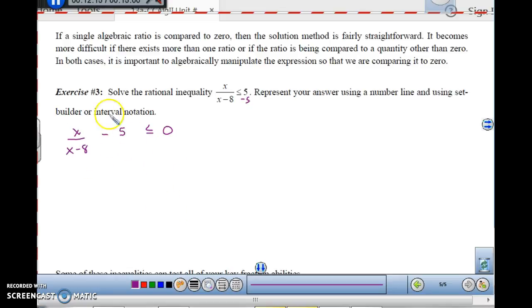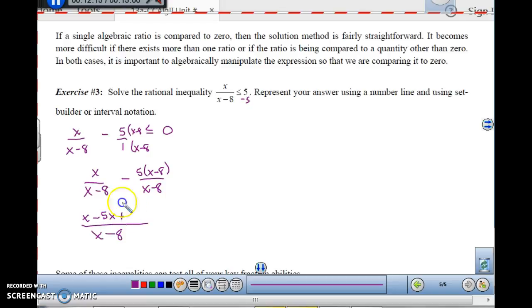Now, in order to compare this, I need this to be a single fraction. So I have to combine these. Since I'm subtracting two fractions, technically this is 5 over 1, I need a common denominator. Remember that will come back to haunt you? So x minus 8 is going to be my common denominator. This one is already x minus 8, so that's just x. This one I have to multiply by x minus 8 on top and bottom. So I'm going to take 5 and multiply it by x minus 8. Now I'm going to combine my denominators, x minus 8, and combine my numerators, x minus 5x, and then plus 40, because negative 5, remember, distributes through the whole thing.